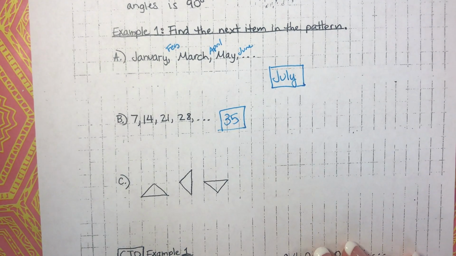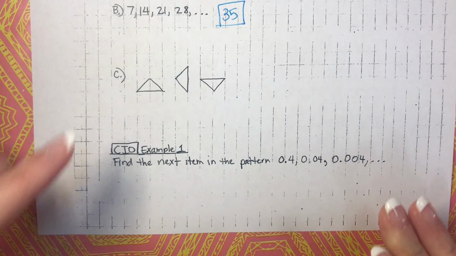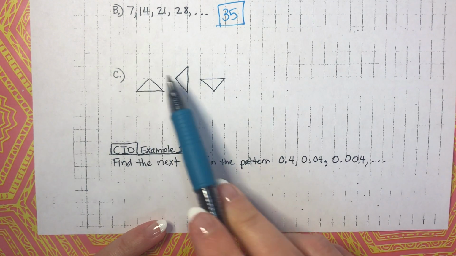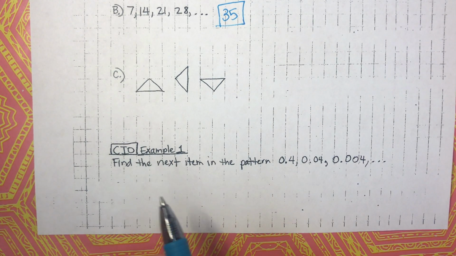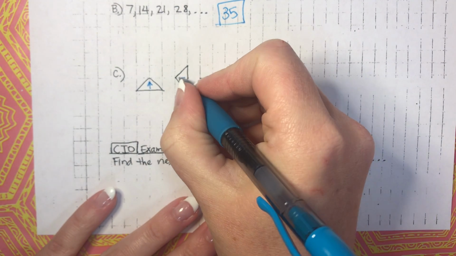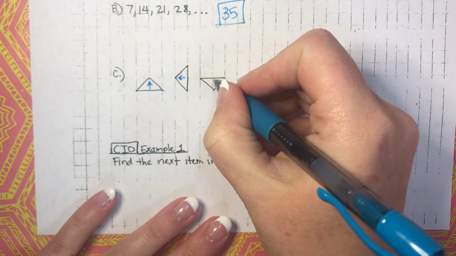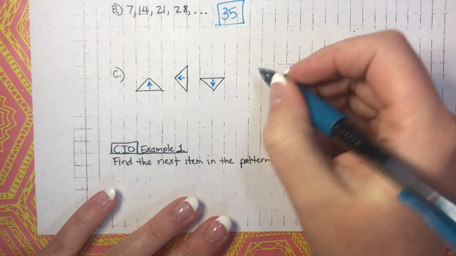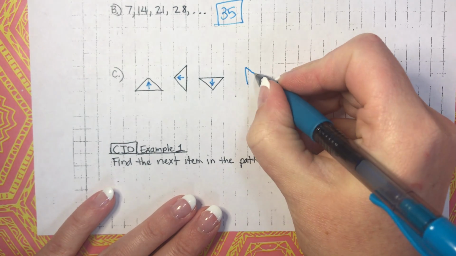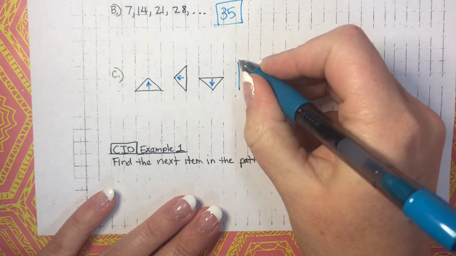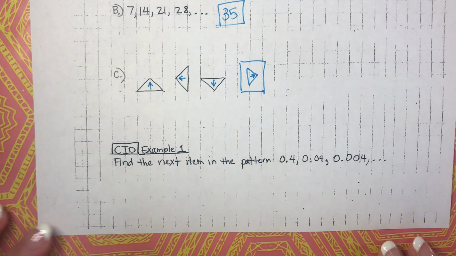Okay, we have another pattern here where we have triangles, right? What would be the next one in the pattern? Well, if we look here, this point of the triangle is pointing up. This one's pointing to the side. Then it points down, so it looks like it's being rotated, right? And so the next one would be like this, where that point is pointing this way. Okay, so that would be the next one in the pattern.